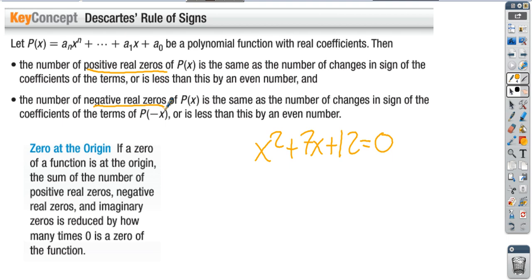The number of positive zeros is the number of changes in the sign of the coefficients of the terms, or less than that by an even number. So that's kind of a mouthful. We'll talk about that. And then for the number of negative zeros, you're going to have the number of changes in the sign of p of negative x. You have to plug in a negative for x and see how many times the sign changes.